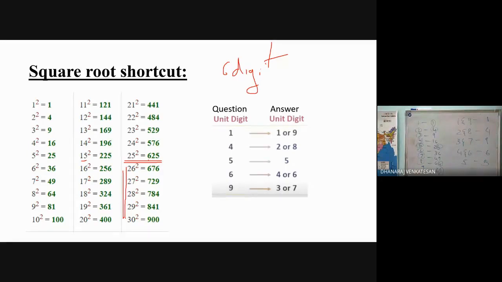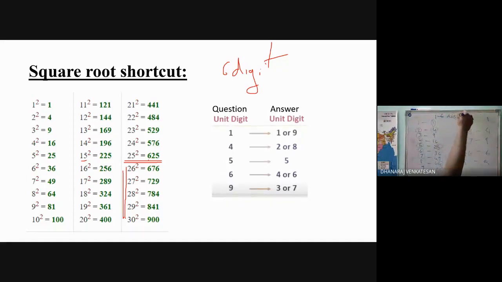Okay. Now, I will teach you. I'll give 2 minutes. You memorize this unit digit table thoroughly and try to remember the square table also. If you remember the square table, it will be a little easier. If you remember up to 30, you can solve all 6-digit numbers. This method is applicable to 1 to 6 digits.